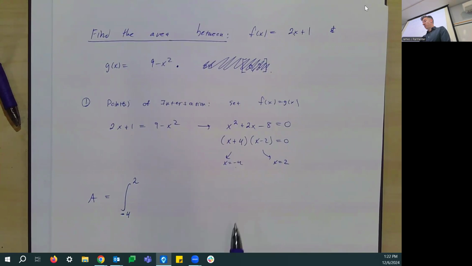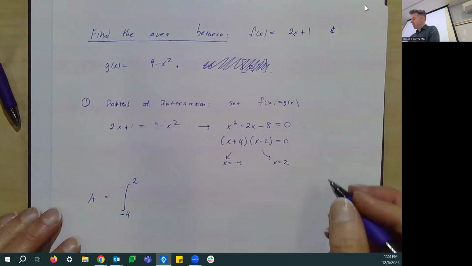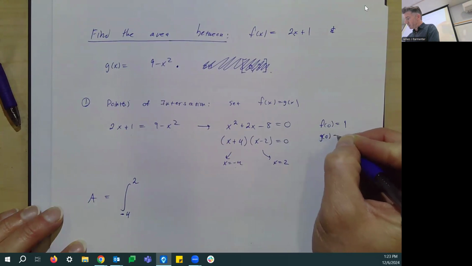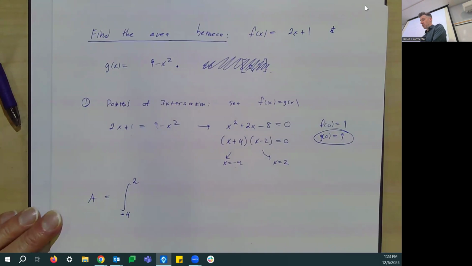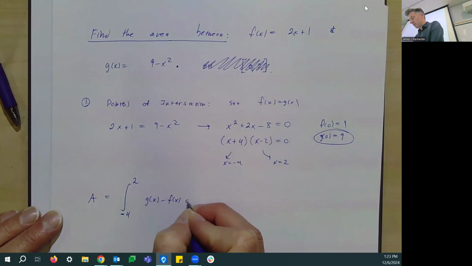You should pick any point between -4 and 2. I'd pick 0, and plug it into each of these functions and see which one's larger. Oh, let's see. F of 0 is 1. G of 0 is 9. So clearly G is the bigger function. So when I do this integration, it should be G of x minus f of x.